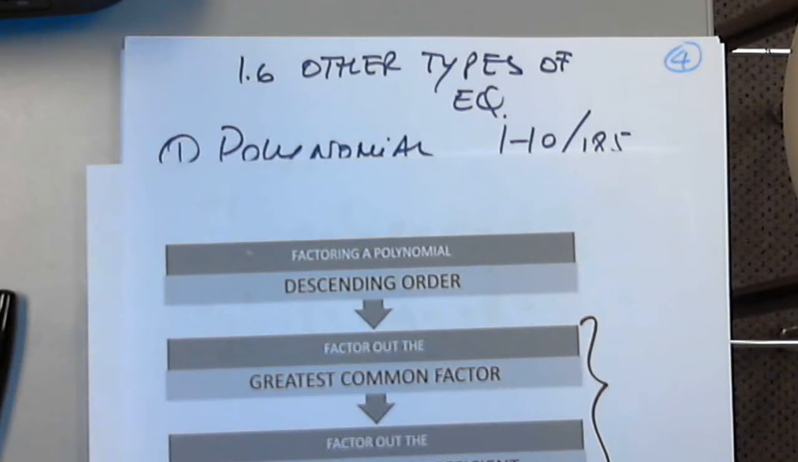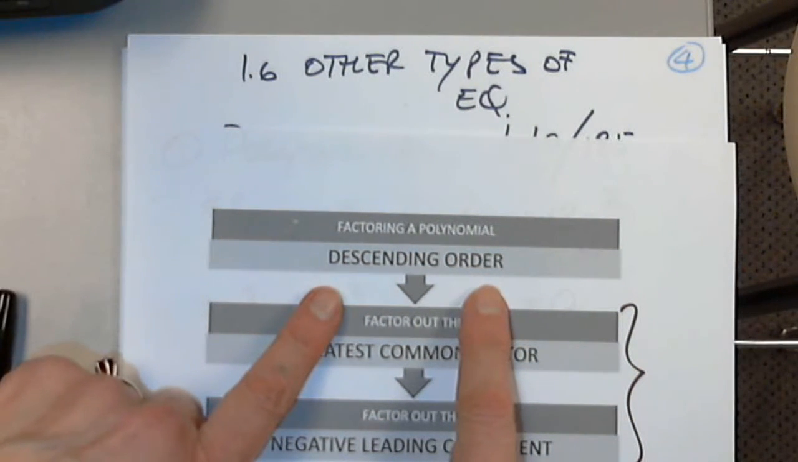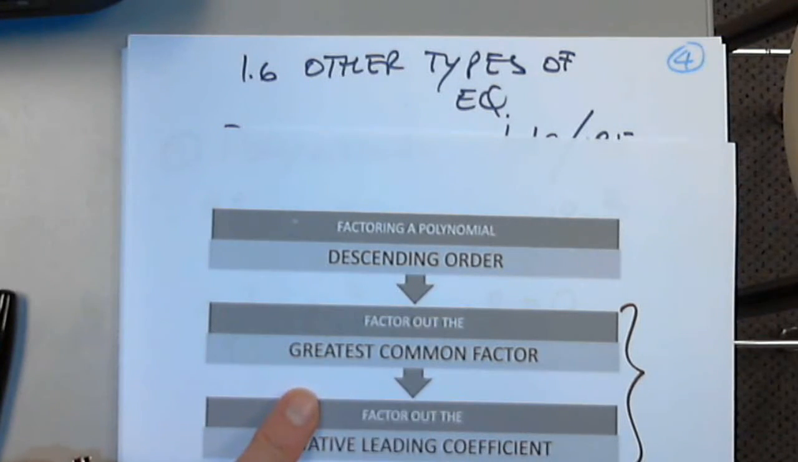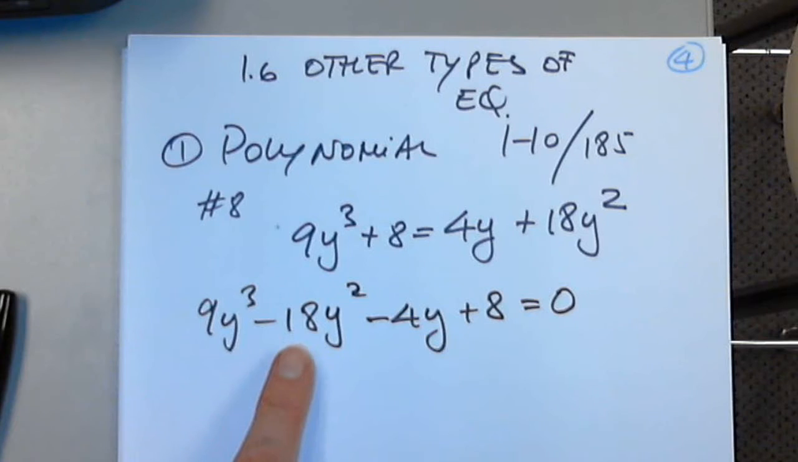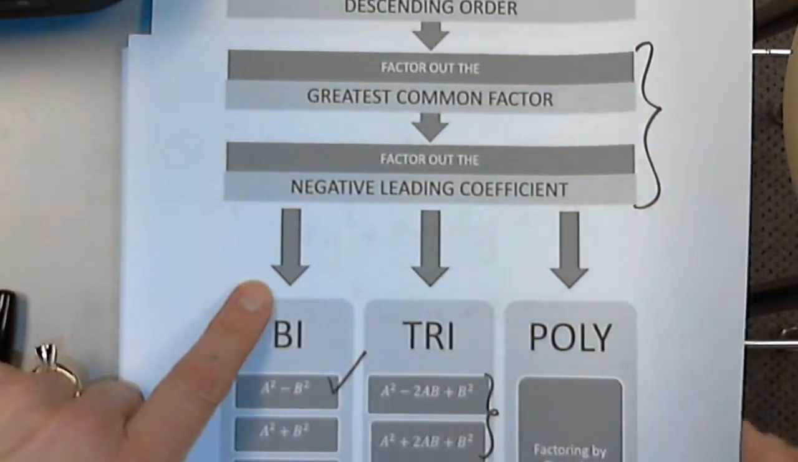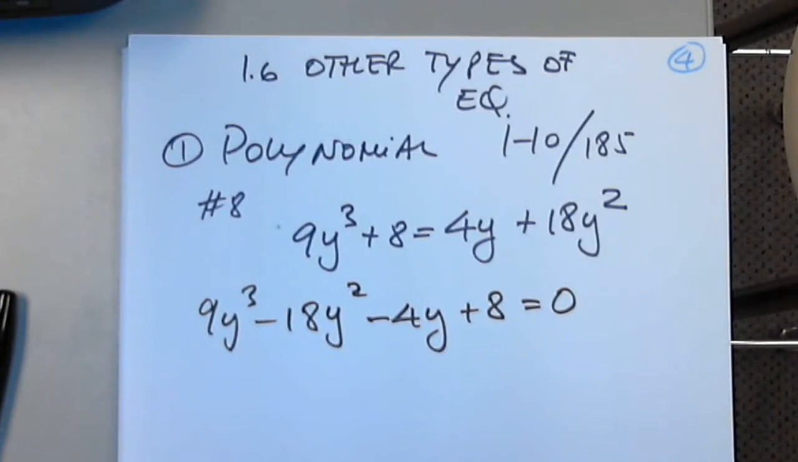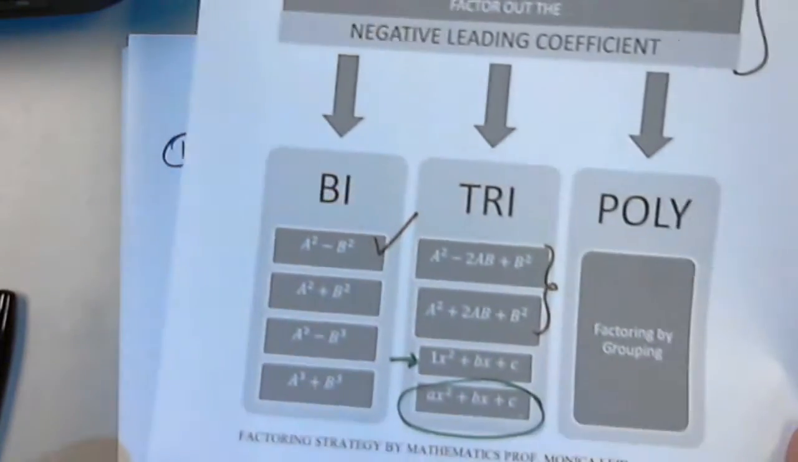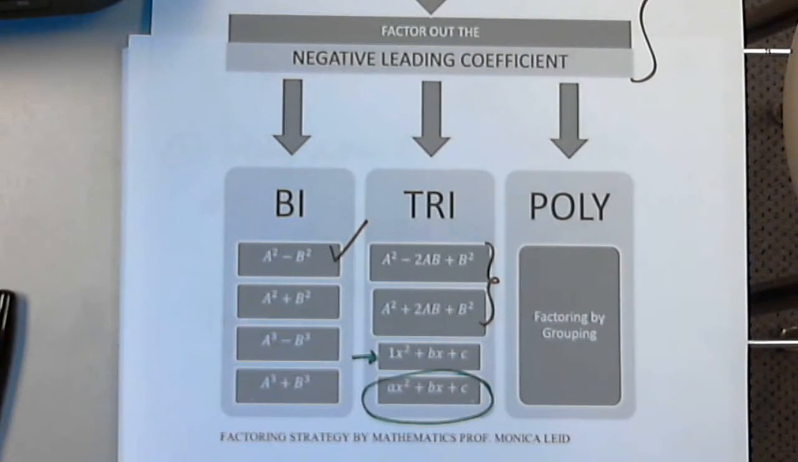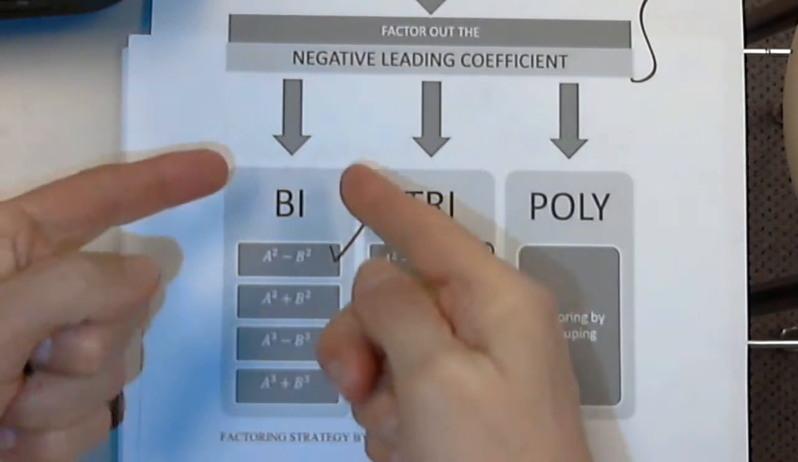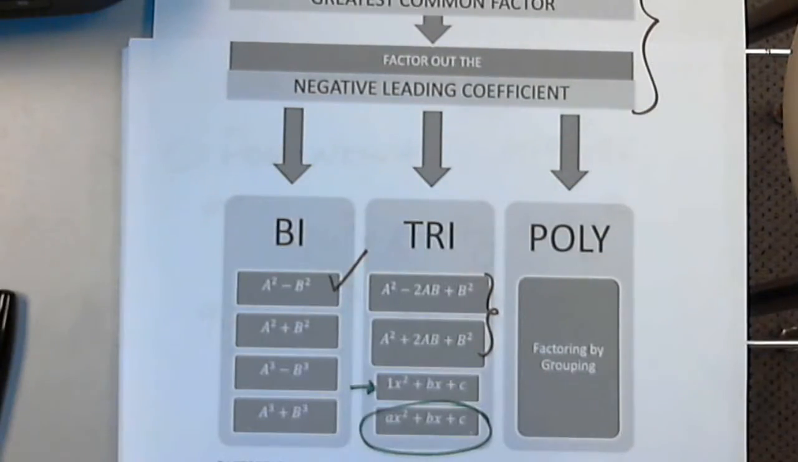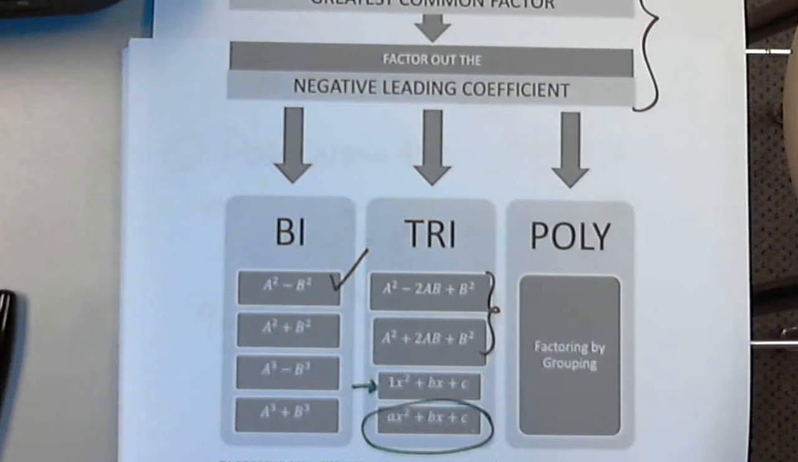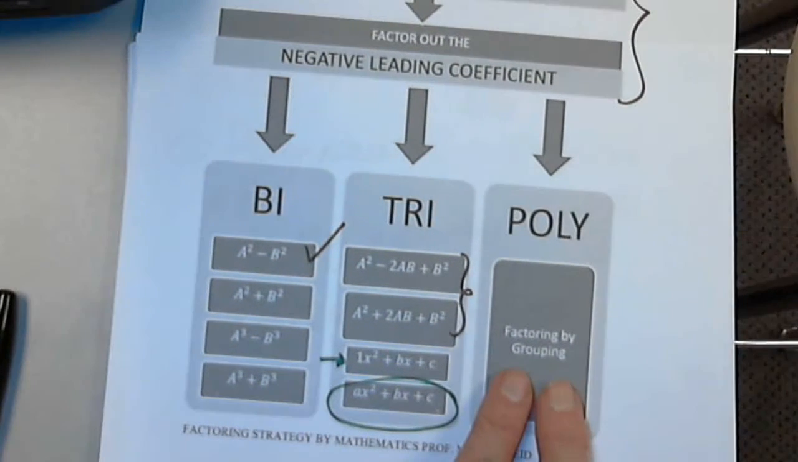Okay. So, descending order. That's why I asked you, how do I present the polynomial? Descending order. Is there a greatest common factor? I don't know. Let's look. 9, negative 18, negative 4, 8. Is there a greatest common factor? No. A negative leading coefficient? No. I would have multiplied both sides by negative 1 if it were. Okay, so now finally I'm deciding which type of polynomial it is. Is it a binomial, a trinomial, or a polynomial? Which one? Exactly. This is my only chance.